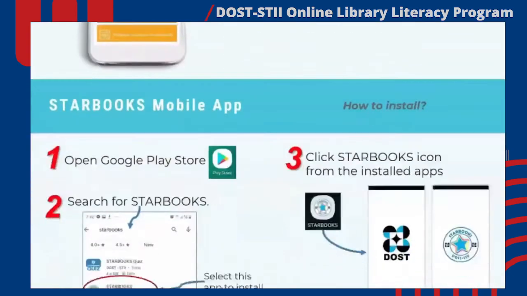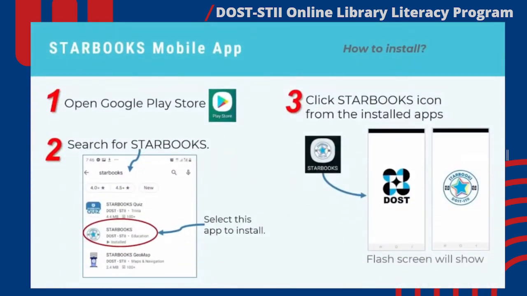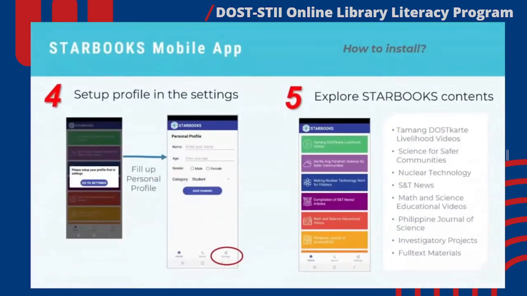So, paano tayo magkaroon? Punta lang po kayo sa inyong Play Store, sa inyong mga gadgets. Search for Starbucks. So, kay Starbucks po, tingnan nyo mabuti. Meron siyang nakalagay. Yung may logo po na bilog. Yan. And then, download and install. So, same then. Set up lang tayo ng ating profile. Your name, your age, and your category.